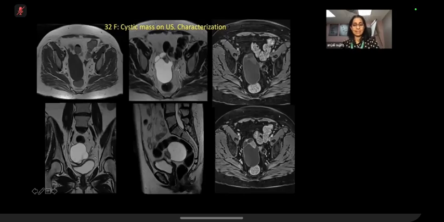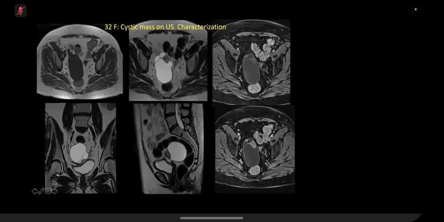Yes, this is the next case. Okay, so cystic mass on ultrasound for characterization. I can see a large central pelvic lesion that's situated between the bladder and the rectosigmoid. I can see the parametrium is coming off the lesion on the left side. It's of low signal on T1, high signal on T2, and it suppresses on fat suppressed sequences.